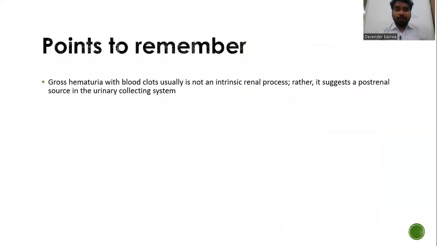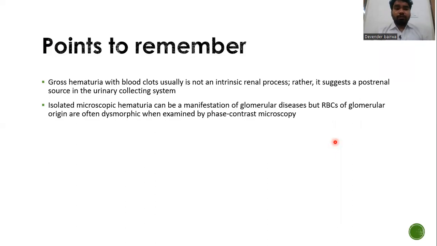Now, points to remember while dealing with a patient of hematuria. Gross hematuria with blood clots usually is not an intrinsic renal process; rather it suggests a source from the urinary collecting system. It's as simple as that, because if the bleed is from the nephron, it has to be a trickle of blood, minute blood. A gush of blood will never come from the nephron. Isolated microscopic hematuria can be a manifestation of glomerular disease, but RBCs of glomerular origin are often dysmorphic when examined by phase contrast microscopy.